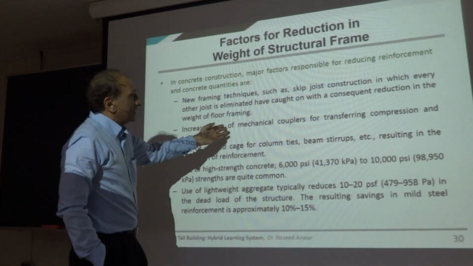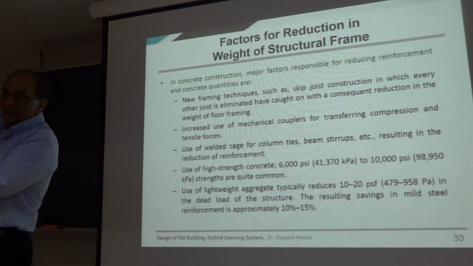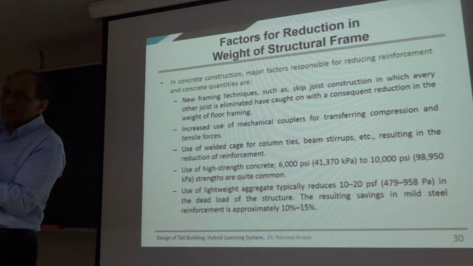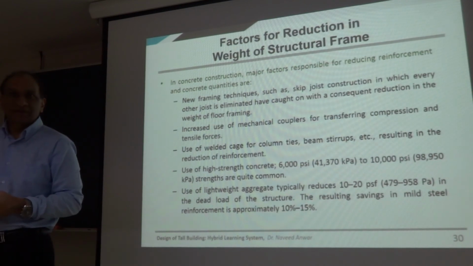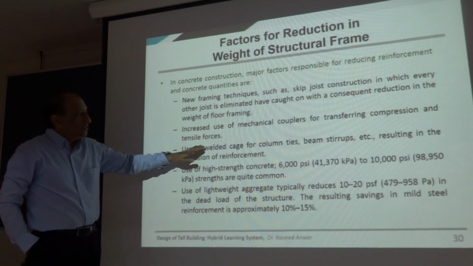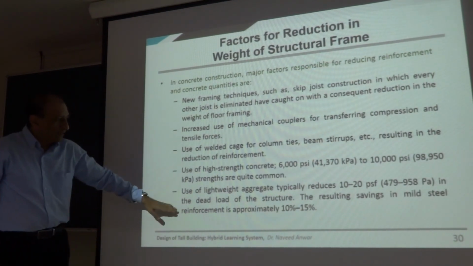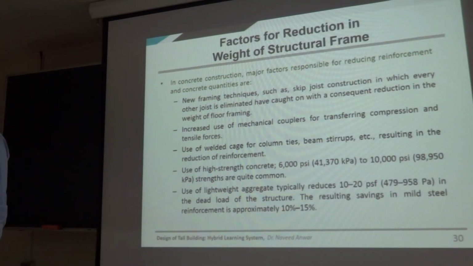Increased use of mechanical couplers: instead of using lap splices, you use mechanical connections between rebars, because you waste a lot of reinforcement by overlaps and splices. So you don't use that. You bring the big bars together, put a mechanical coupler between them, so you reduce cost. Things like that. Use a wide cage for column ties and so on. Use high strength concrete, use lightweight aggregate. All of these things can help you save cost in a concrete structure.